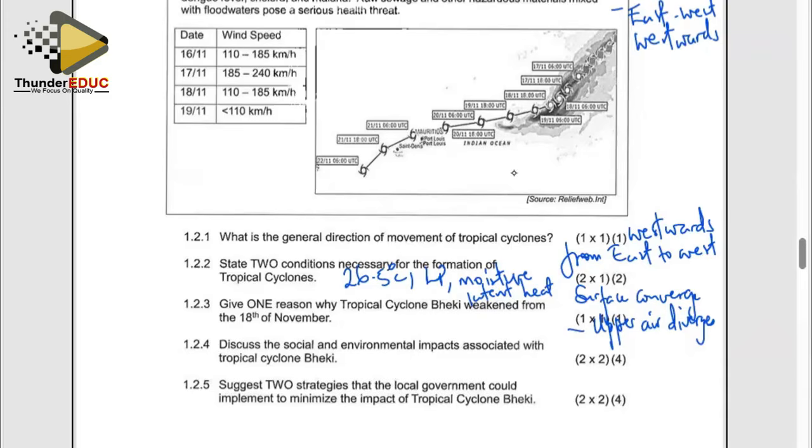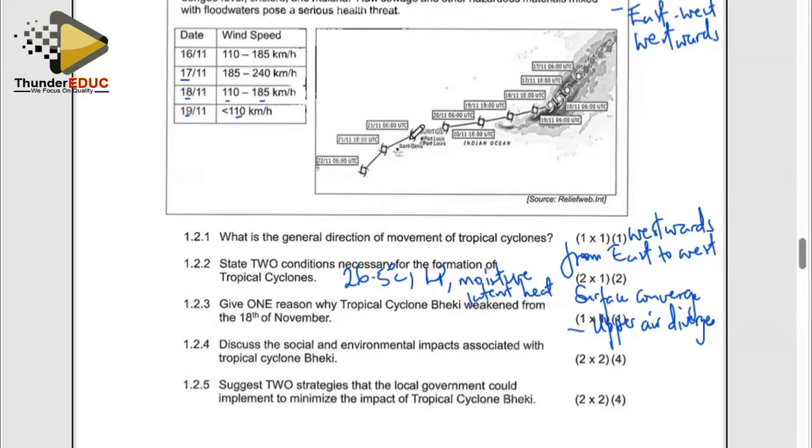Then moving on to number 2-3, give one reason why tropical cyclone Bheki weakened from the 18th of November. Right. If we check on the infographic here, the wind speed was between 185 to 240 kilometers per hour on the 11th. But on the 18th, we are seeing that the wind speed reduced to around 110 to 185 kilometers per hour. Then on the 19th, we are seeing that it was less than 110, which means this system was weakening. So one reason why the tropical cyclone weakened along those dates.